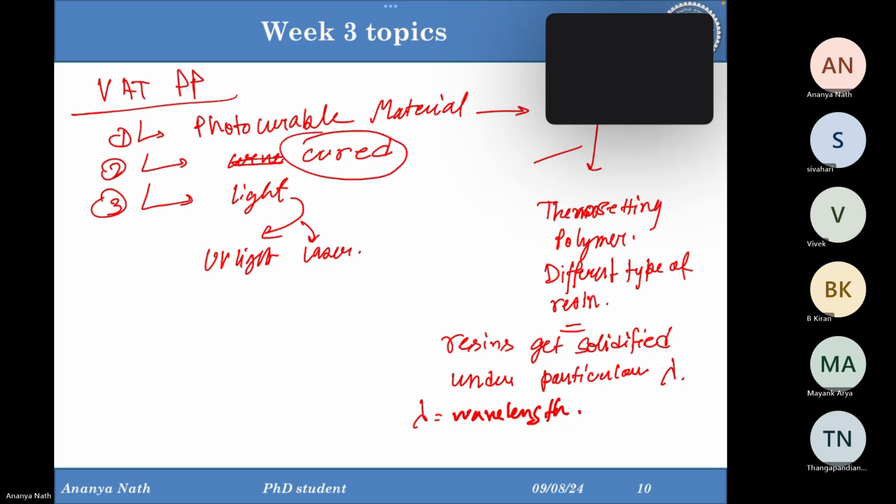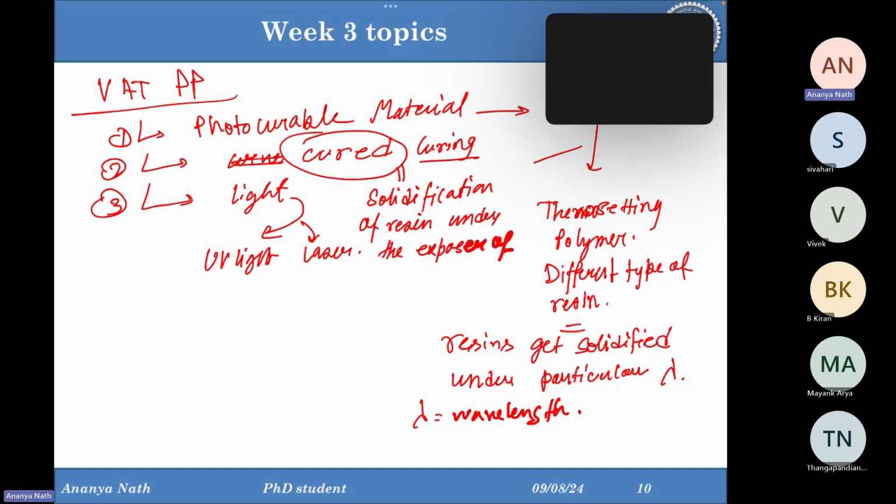And the second most important point was cured. Curing means solidified. Cured means solidified. So curing means solidification of resin under the exposure of light. Okay. So these are the three main aspects related to the vat photopolymerization technique.